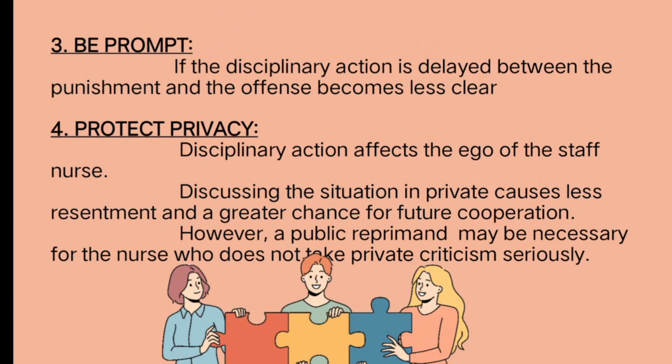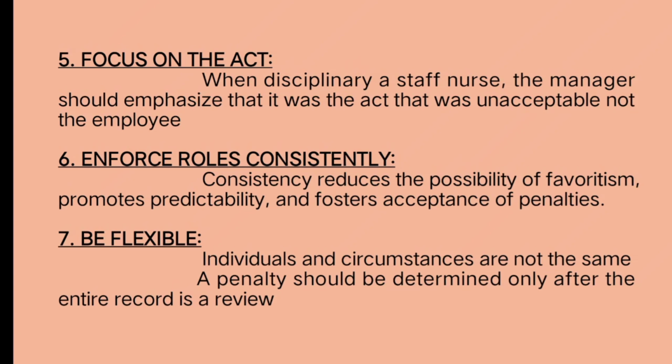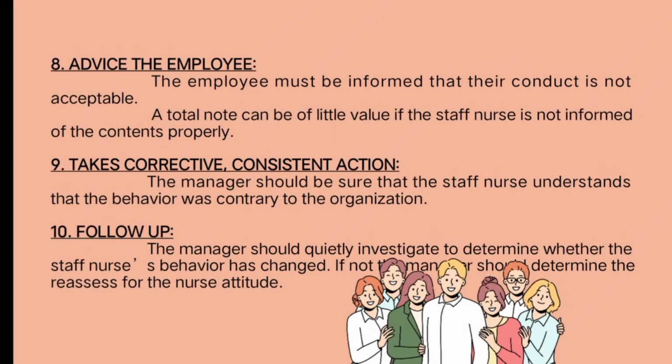Once we spread these reprimands or penalties to others, saying this employee has committed this mistake, that employee has committed that mistake, it becomes egocentric behavior in the individual in the workplace. Next is focus on the act, enforce the rules consistently and be flexible. Next is advise the employee regarding their shortcomings, for reducing these allegations and preventing any negative behavior towards the institution. Next is take a corrective and consistent action.